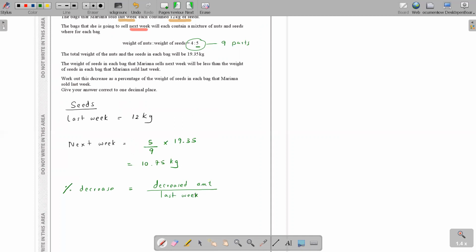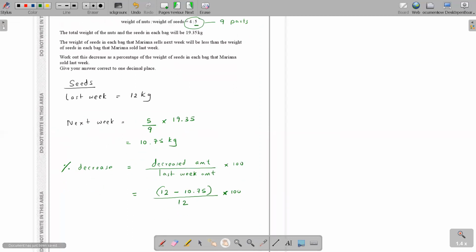Okay, decreased amount over last week amount multiplied by 100. So decreased amount is, you need to subtract them. So 12 kilograms is what you had last week. Now you have 10.75. So the decreased amount should simply be a subtraction. Over the last week amount is 12. So multiply this with 100. So this gives you the percentage decrease in the seeds.